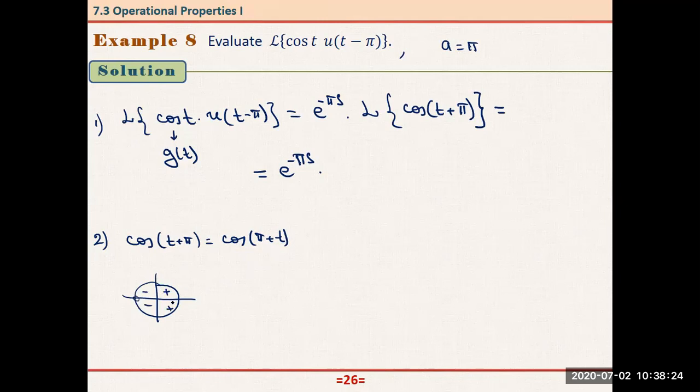So here we know that the function does not change at this point. So that's equal to minus cosine of t, right? So now because of this one, I can take this minus out. So that's equal to minus times Laplace transform of cosine of t, which is equal to minus e to the power minus pi s times, we know how to evaluate its Laplace. That's equal to what we have here, s over s squared plus 1 squared. It's just 1, because here the coefficient of t is equal to 1.